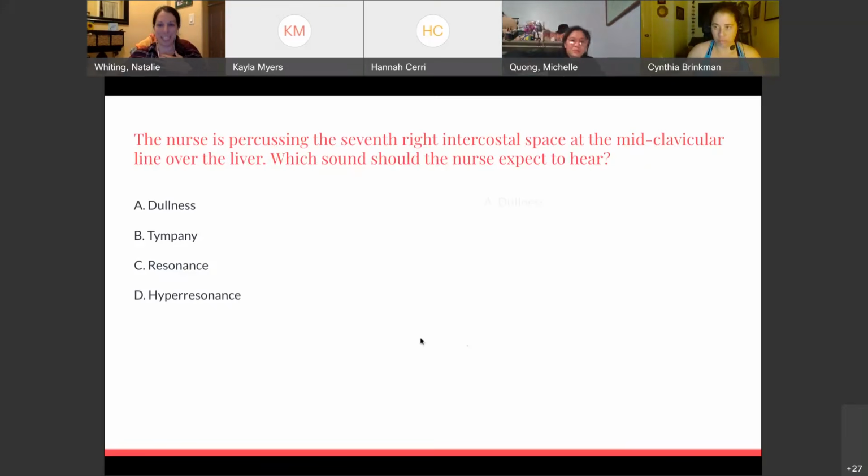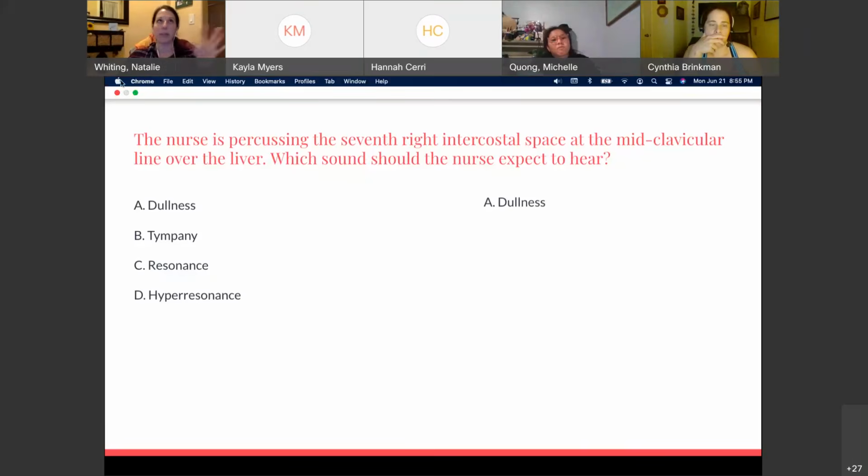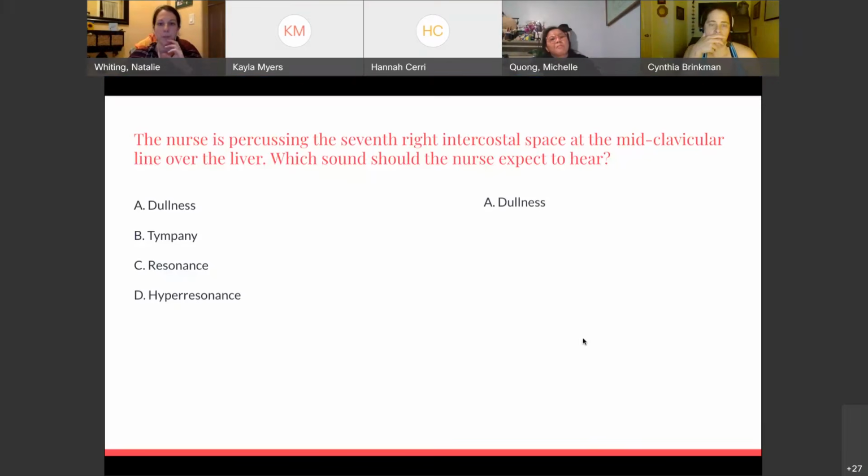Most of you got it. It's dullness. You hear dullness when you percuss over the liver. There's also the scratch test too. I forget what that does, but basically you'll be able to tell when you get to the border of the liver with the scratch test. Look it up. It's a good one to know. And sometimes that could be a HESI question or something like that too.